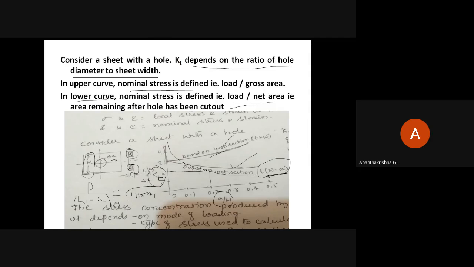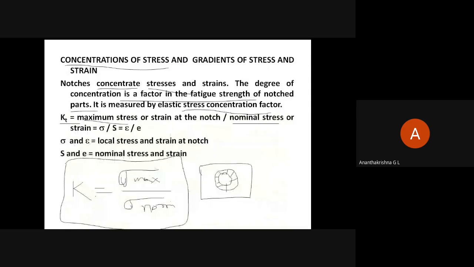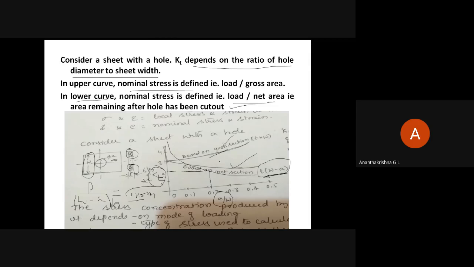So this sigma nominal, when you multiply it by Kt, the stress concentration factor, what do we get in that case? Maximum stress. Sigma max is what we used to get, correct? So that is what is done here in the case of a plate with a hole.